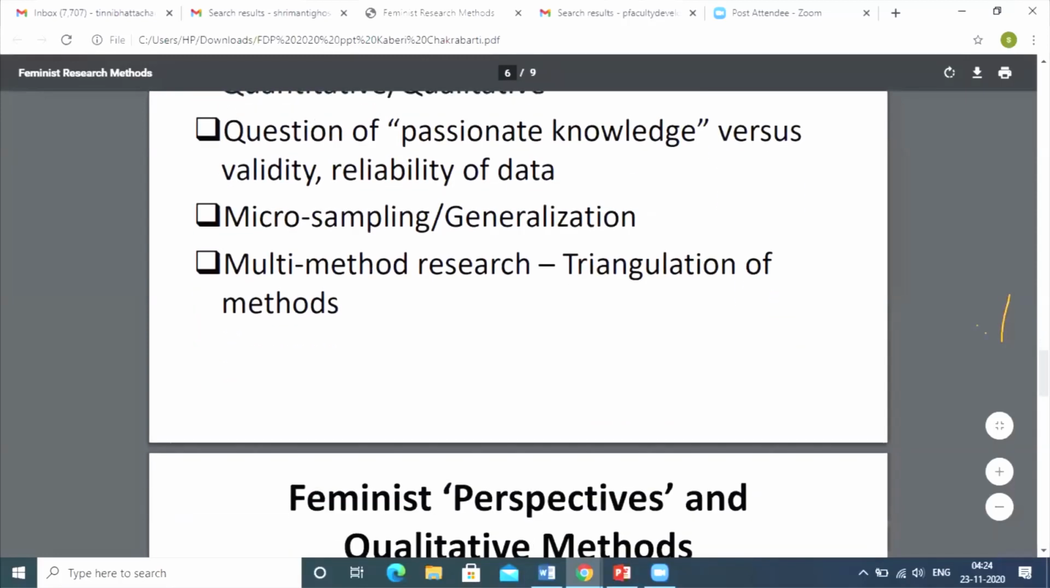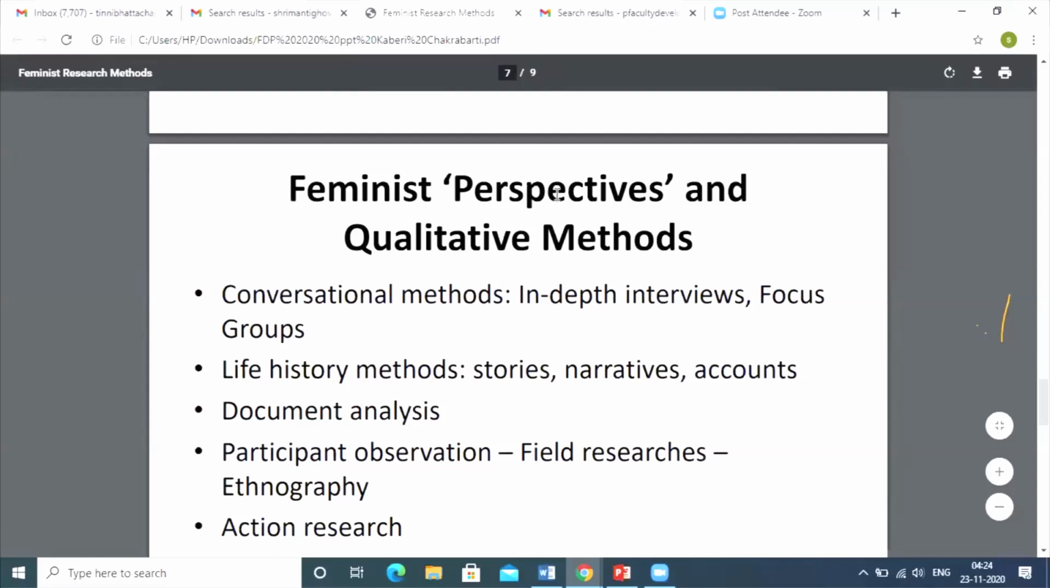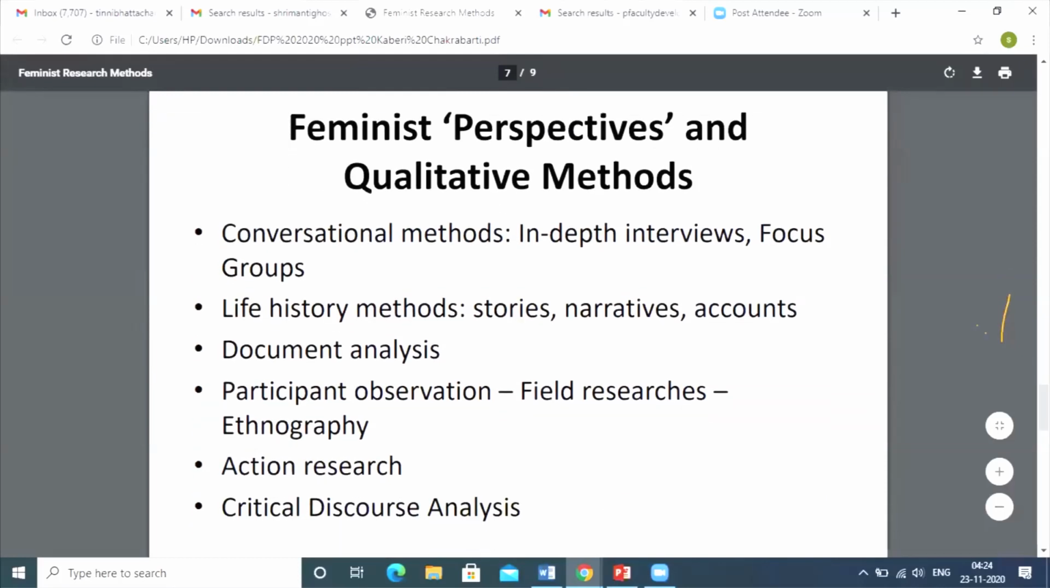So with this basic core issues in feminist research debates, the critical areas, I would just like to browse very fast on different methods that have been used in social science researches that are also used in feminist researches, but with a different perspective, feminist perspective. So the popularity of conversational methods, life history methods, document analysis, field and ethnographic research in participant observation, feminist action researches, and critical discourse analysis.